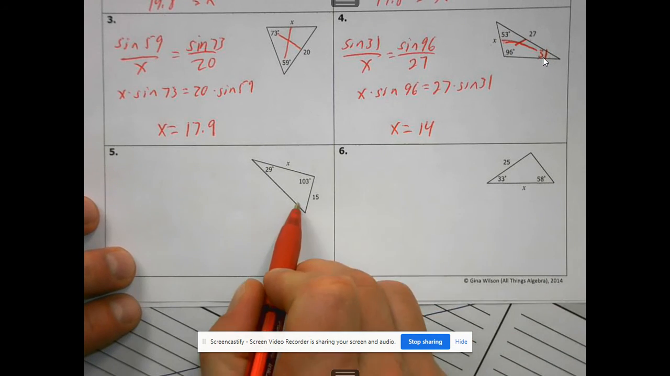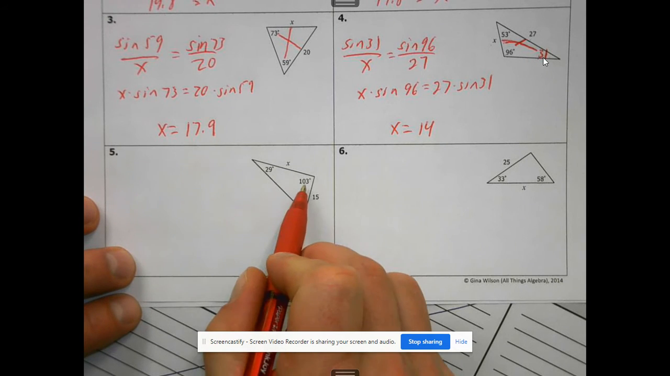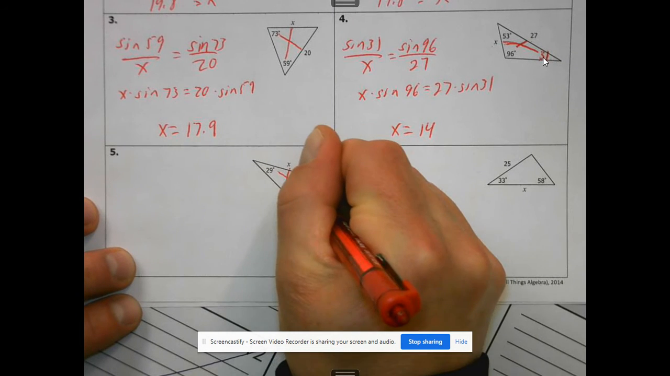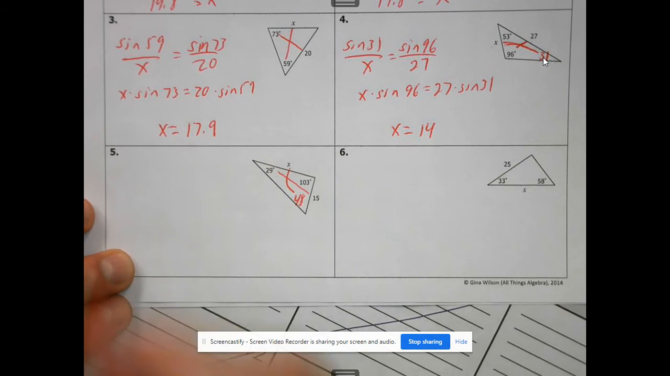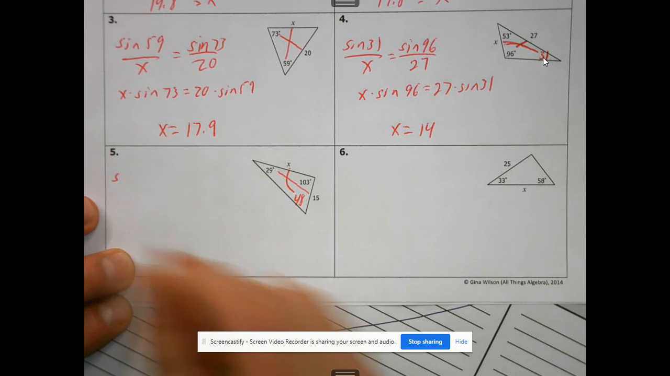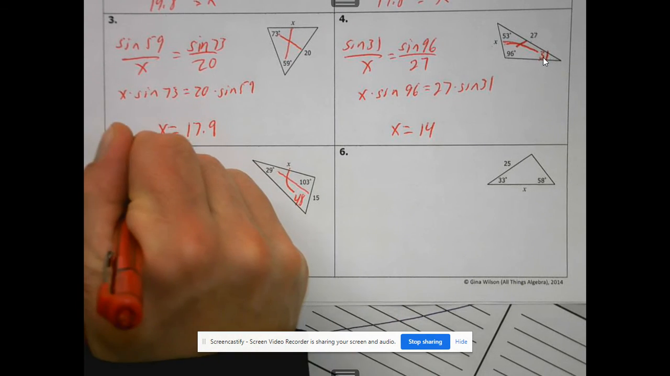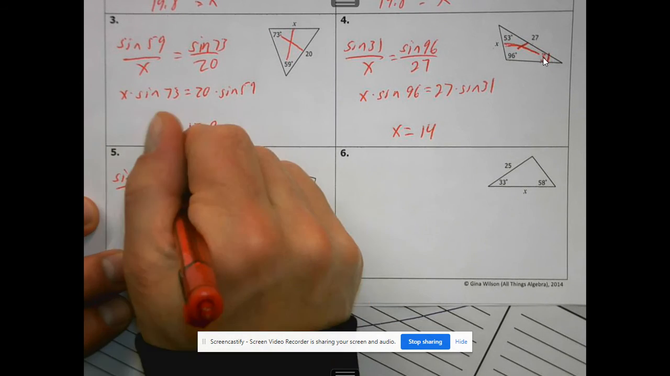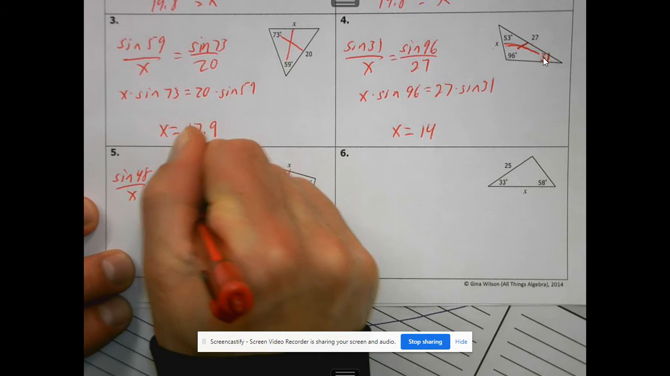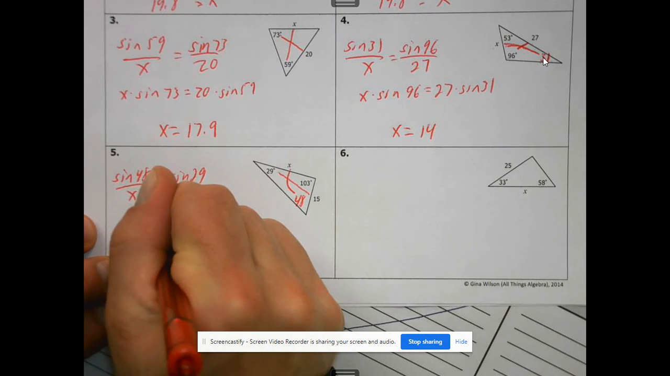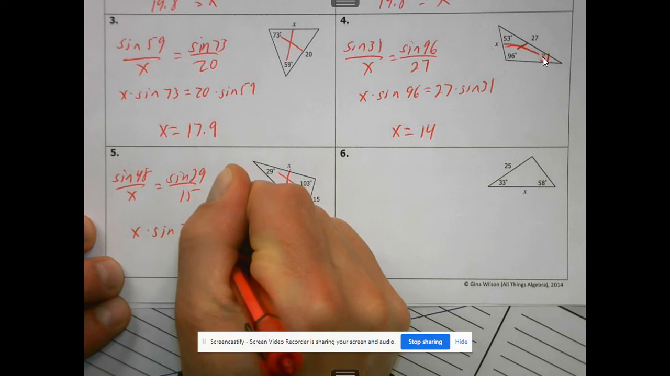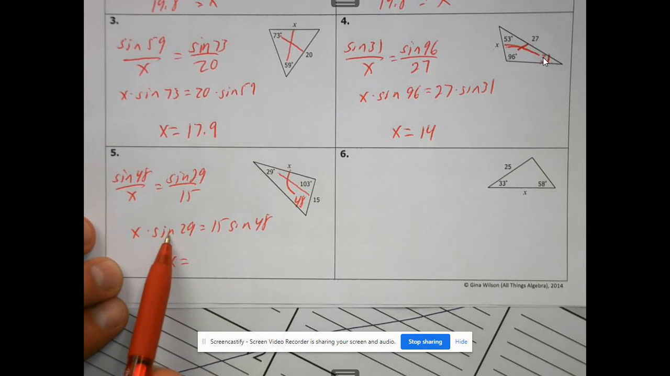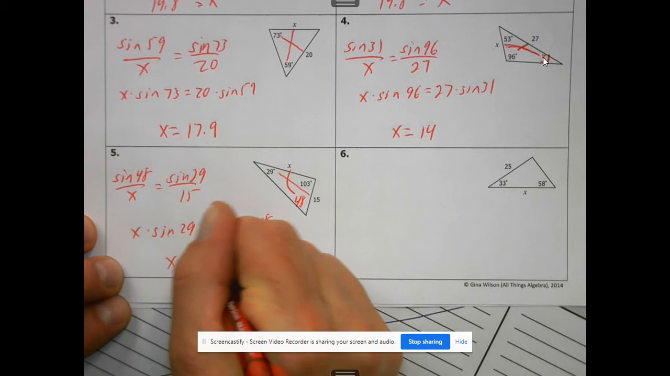Number 5, once again you have to find the missing angle. 180 minus those two comes out to be 48. So the X and 48 go together, and the 29 and the 15 go together. Sine 48 over X equals sine 29 over 15. Cross multiply: X times sine 29 equals 15 times sine 48. Divide both sides by sine 29. Answer comes out to be 23.